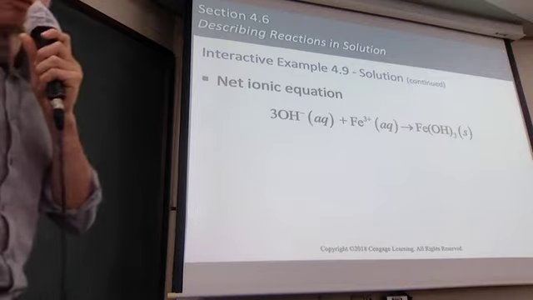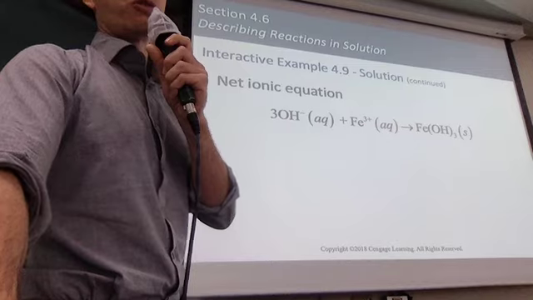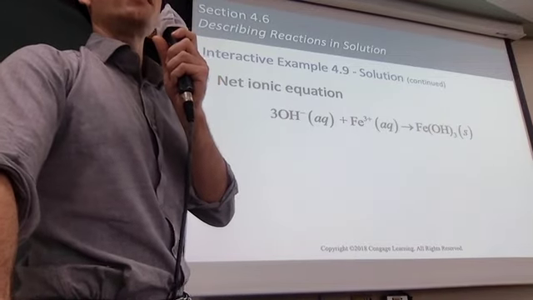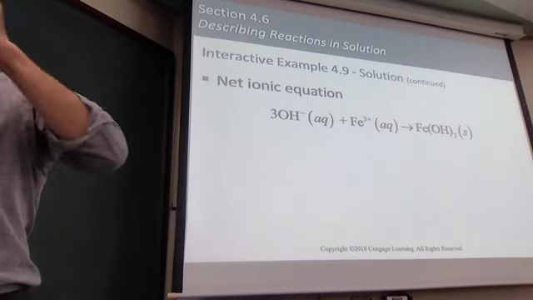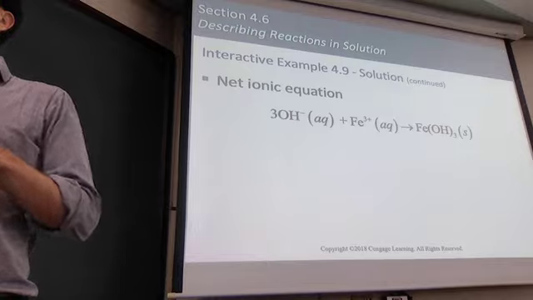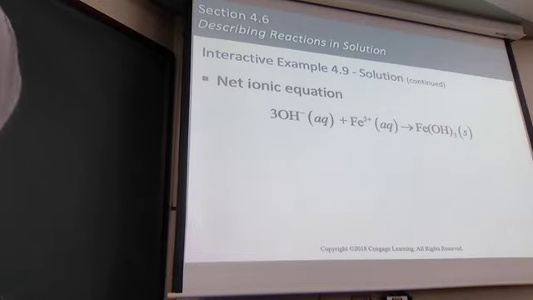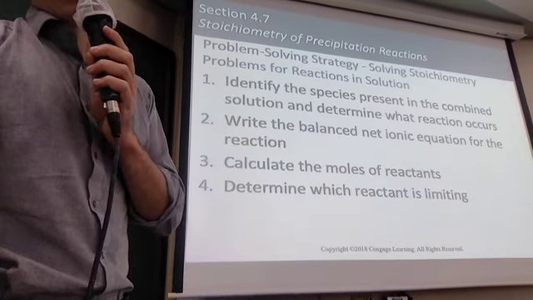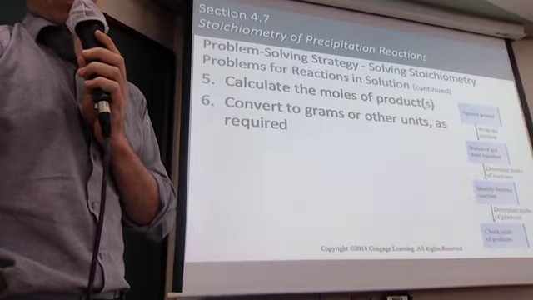Formula, complete ionic, and net. So usually the net ionic is enough, right? Because all these other ions, we call them usually spectators. They just observe, they are just there to observe the reaction. They are not doing anything with the reaction. They might influence a little bit, but not too much. So they are mostly spectators.